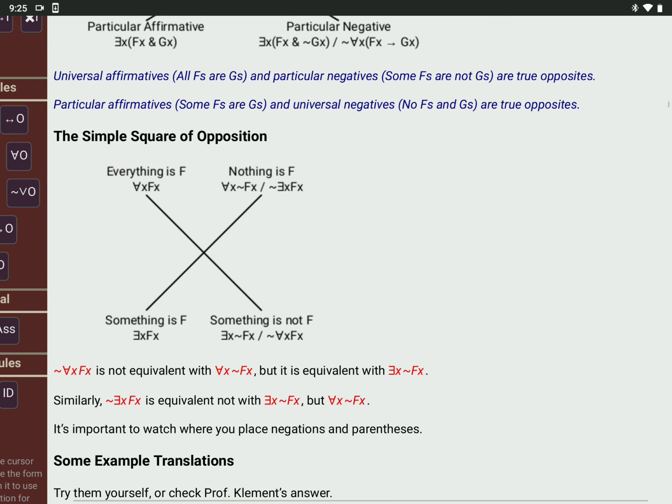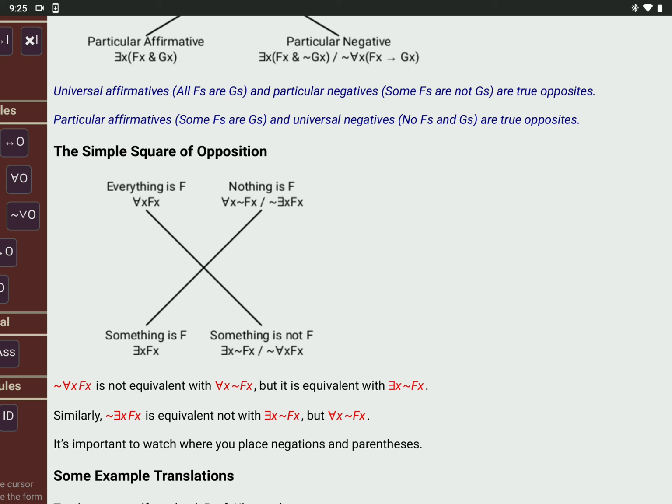We're not talking about all members of some group, but just everything. The real opposite of everything is F is something is not F. The real opposite of nothing is F, for all x not Fx, is something is F. There is an x, Fx. And what's interesting is that where you put the negations matters. So if I say everything is not F, for all x not Fx, that's not the same thing as saying it's not true that everything is F, not for all x Fx. That just means not everything is F. So "everything isn't" and "not everything is" are not the same.